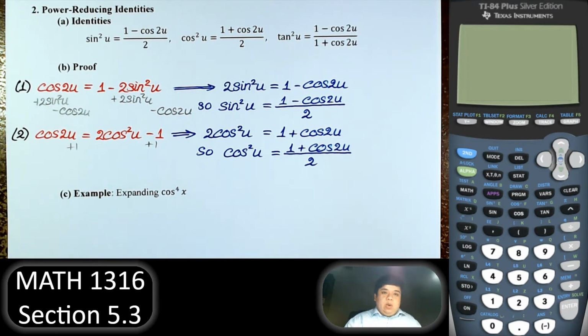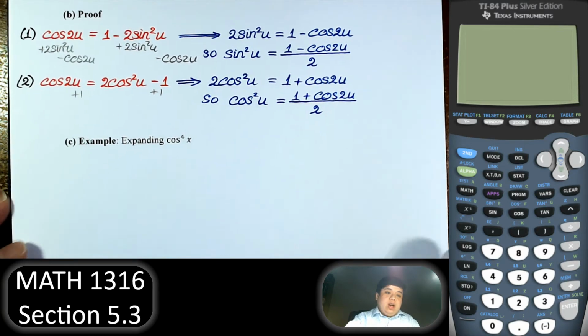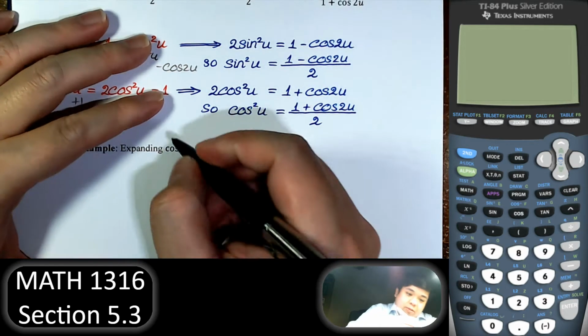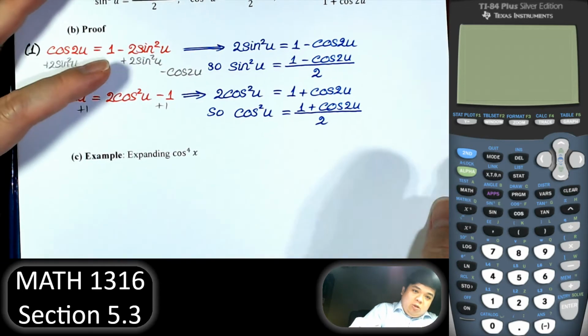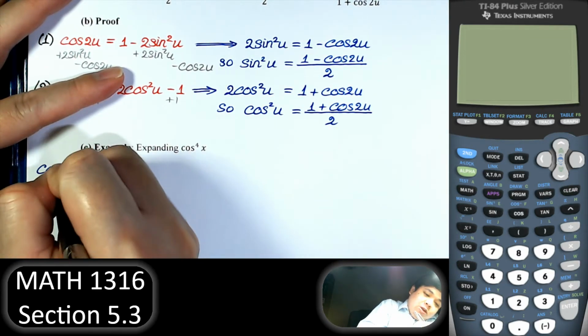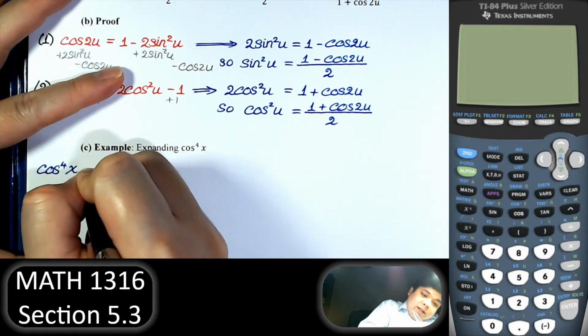Right. So we have an example here, expanding cosine of x to the 4th power. Right. So since this is a very long problem, I will start from here. Actually, try to write small. That should be fine. Cosine 4 power of x.